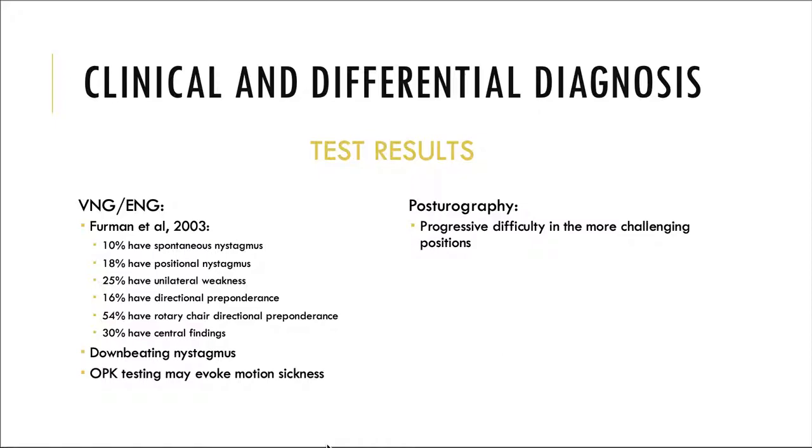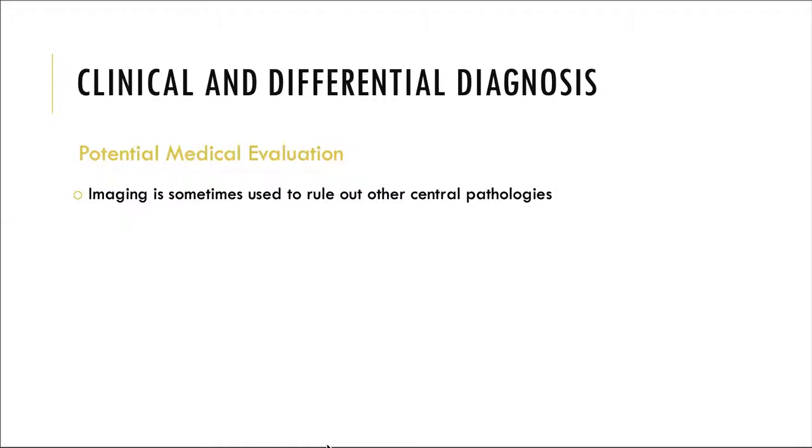When it comes to posturography testing, patients tend to just show a progressive difficulty in the more challenging positions. So if they have both their eyes closed and the floor is moving below them, that's going to be the most difficult for them. As for potential medical evaluations for people with vestibular migraine, imaging is sometimes used to rule out other central pathologies and to rule out retrocochlear lesions or pathologies.